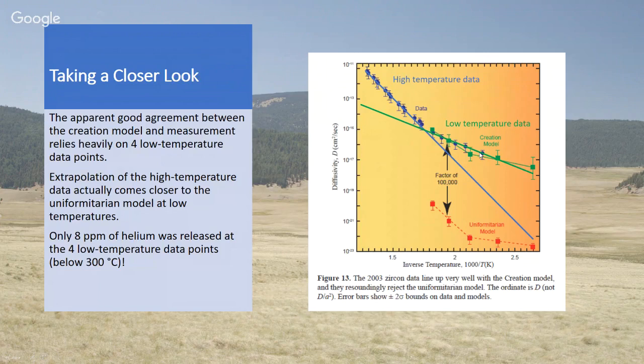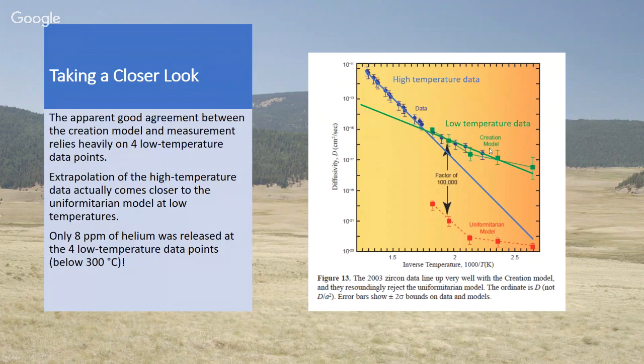And that's important to remember: he presents all this data, but really the argument stands or falls on just 4 data points. And these 4 data points at low temperature amount to only 8 parts per million of the total helium released during the course of this experiment. So the reliability of that data needs to be considered. What's also interesting is that if you extrapolate the high temperature data down to low temperature, it actually agrees much better with the old Earth uniformitarian model than the young Earth creation model.